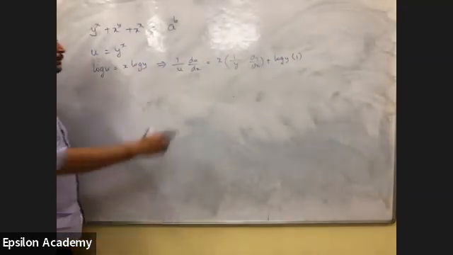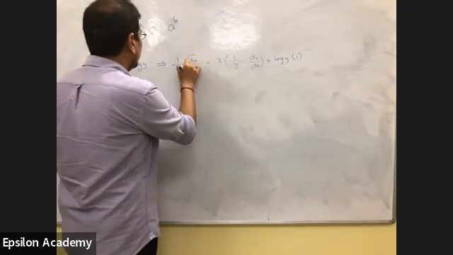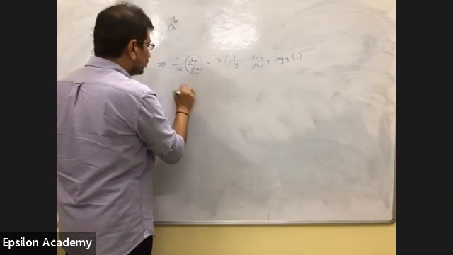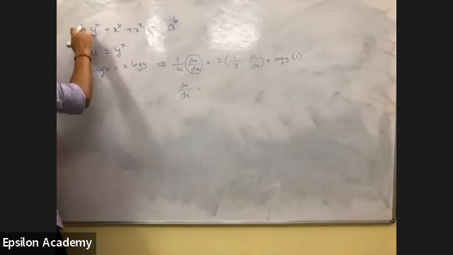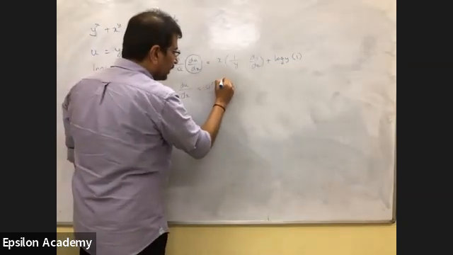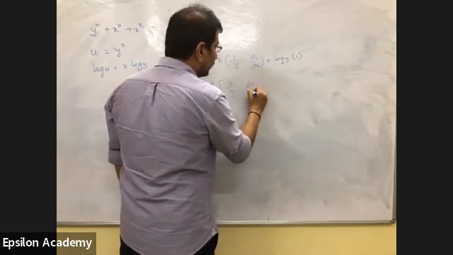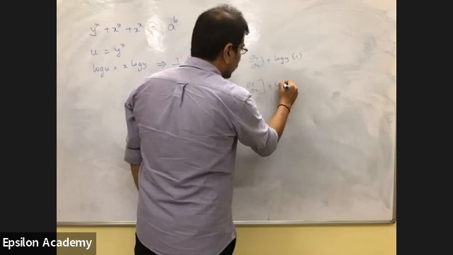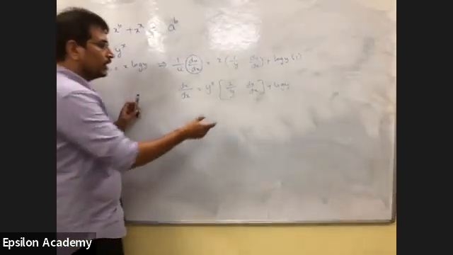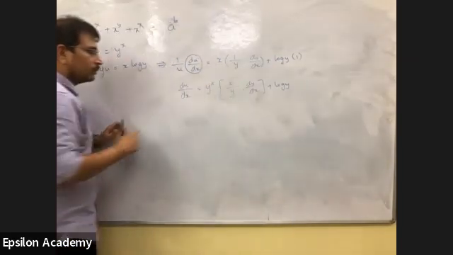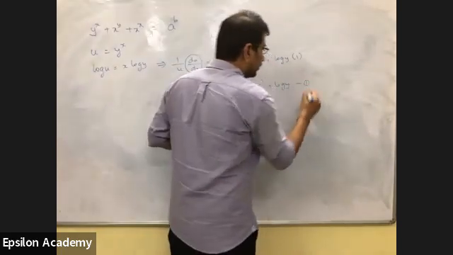Now collect the dy by dx terms from here. du by dx, leave it as it is. The u goes to the other side, and u is nothing but y power x. So du by dx equals y power x into x by y into dy by dx plus log y. Accepted? Leave du by dx as it is. This is the first thing.